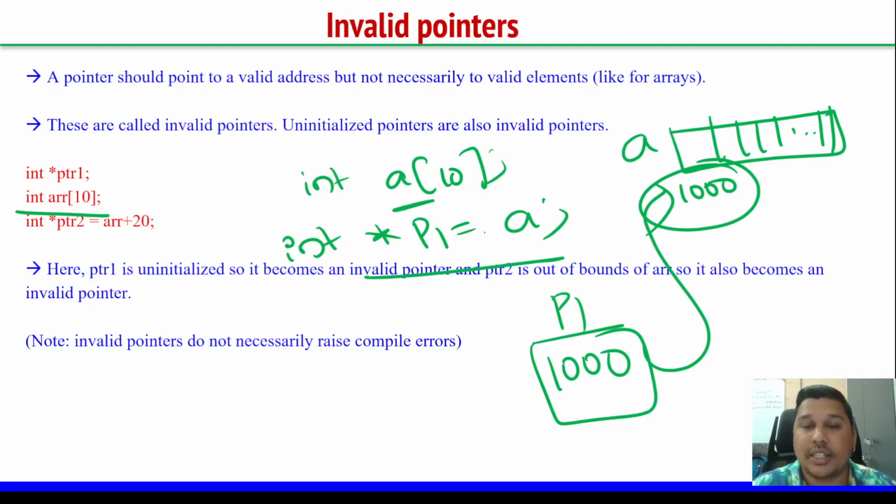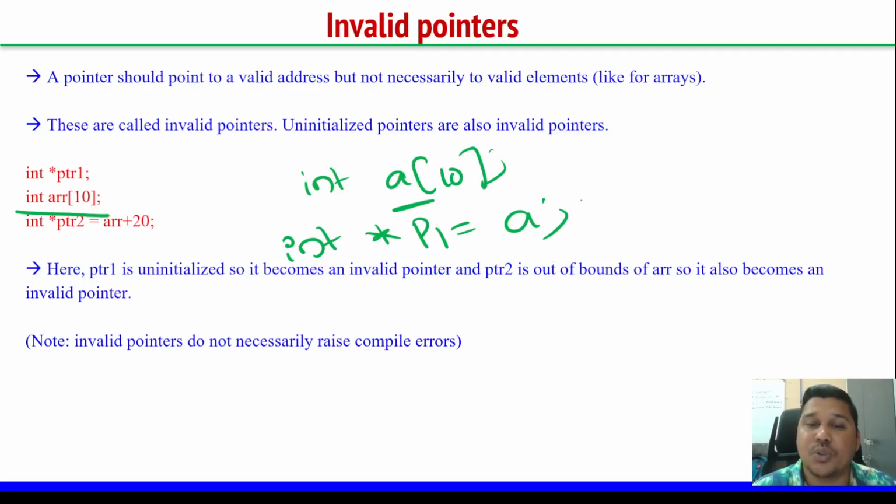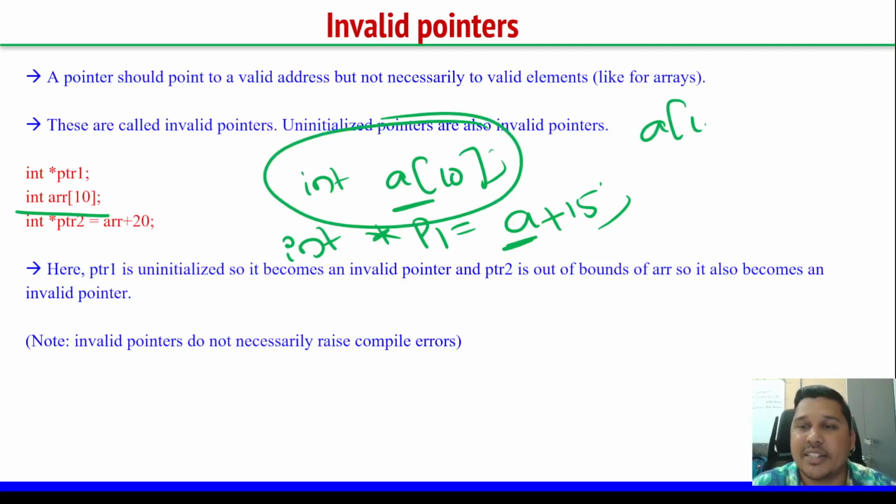Okay. So, this is how we assign the address of an array to a pointer, but the size of the array here is 10. If I write a meaningless statement like a plus 15, what is a generally? Address. Address plus 15 means it will go to the 15th box, right? Then do we have any element there? No, because my array size itself is 10.